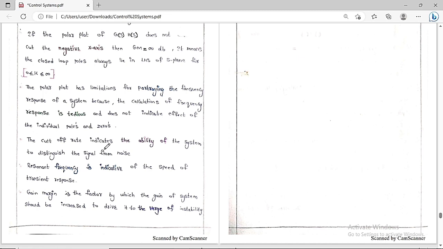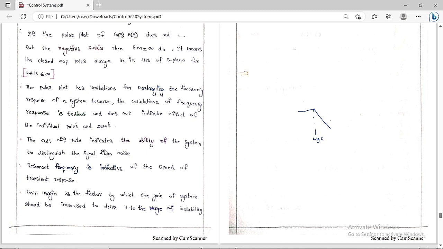Suppose there is a low pass filter. So this is the cutoff frequency. Below this, it is going to pass every frequency, but for any signal having a frequency above this, the system will never respond to that. So this is called the cutoff frequency. The cutoff frequency or cutoff rate is going to distinguish the actual signal from the noise signal.